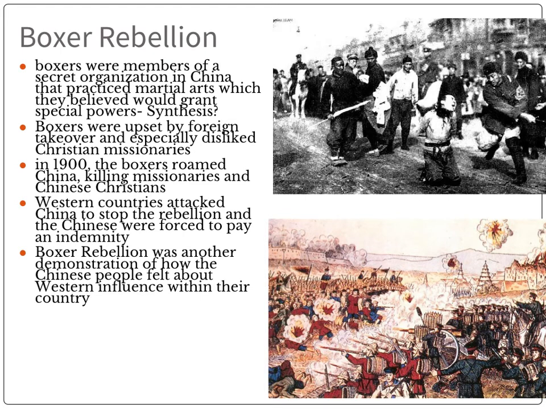Just like with the Taiping Rebellion, Western countries attacked China to stop the rebellion, and the Chinese were forced to pay an indemnity, which means damages for the destruction that had been caused and for the Christian missionaries who had been killed. And so the Boxer Rebellion was another demonstration of how the Chinese people felt about Western influence within their country.